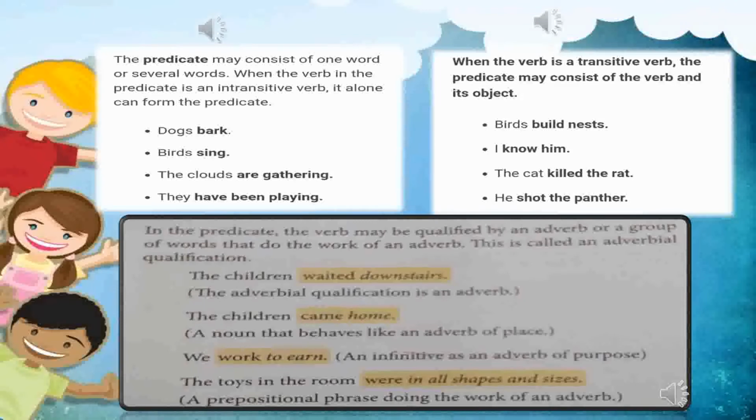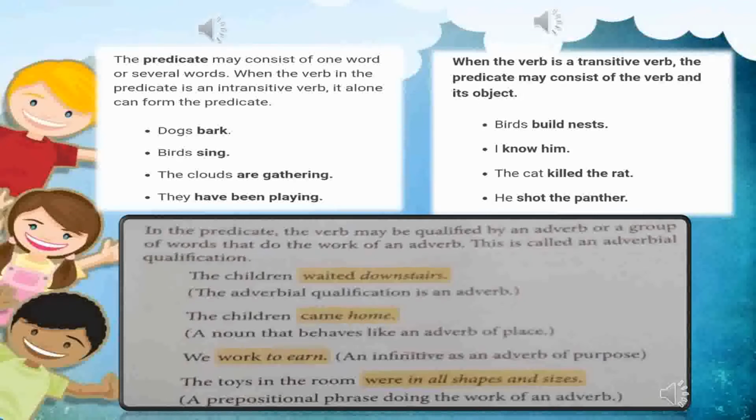And when the verb is a transitive verb, the predicate may consist of the verb and its object, just like the following examples. Birds build nest. So here the transitive verb build, along with its object nest, together constitutes the predicate. In the second sentence, I know him. Here know him is the predicate.